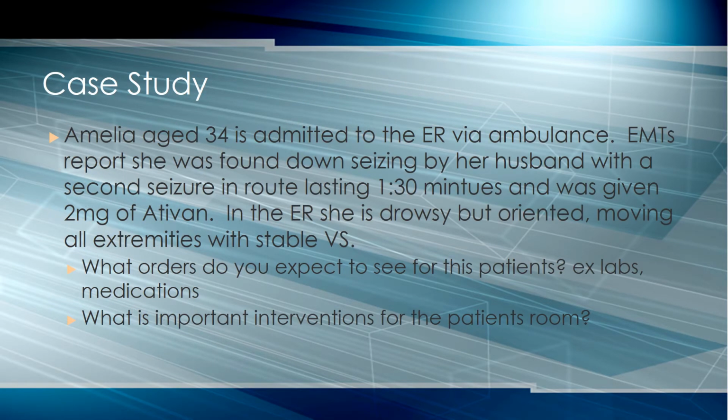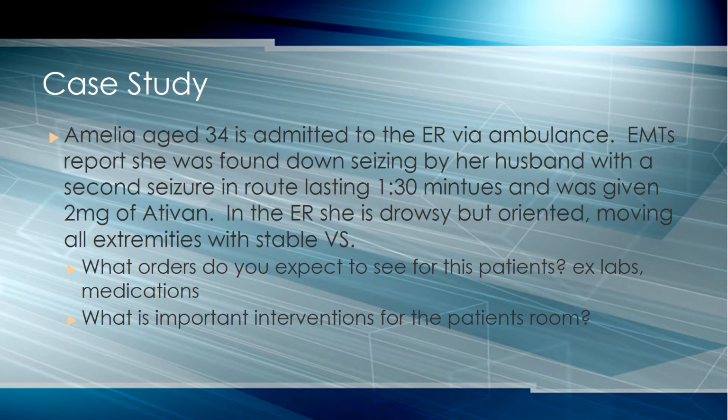So now we're going to do a case study as a group. Amelia, she's 34, is admitted to the ER via ambulance. EMT said that she was found down seizing by her husband. She had a second seizure en route lasting about a minute and a half and was given 2 milligrams of Ativan. In the ER, she's drowsy but oriented, moving all extremities with stable vital signs.